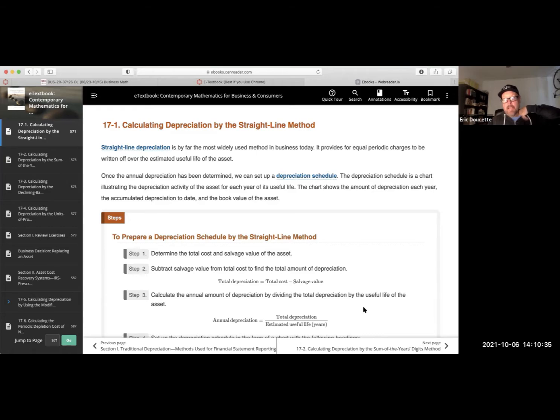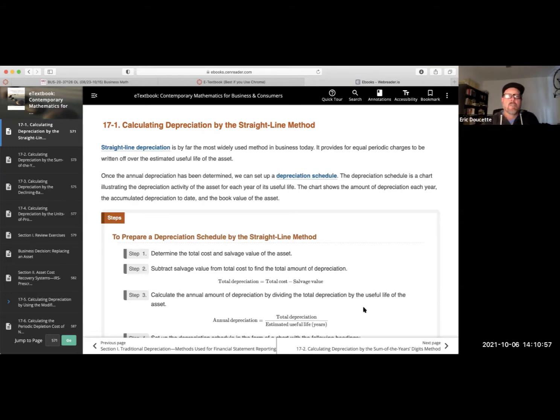So anyway, that's why you want to depreciate something, and there are different ways of depreciating an item. We're going to look at two of those, I believe. We're going to look at the straight line method, not the declining balance, although I might do that. We're also going to look at the units of production method.